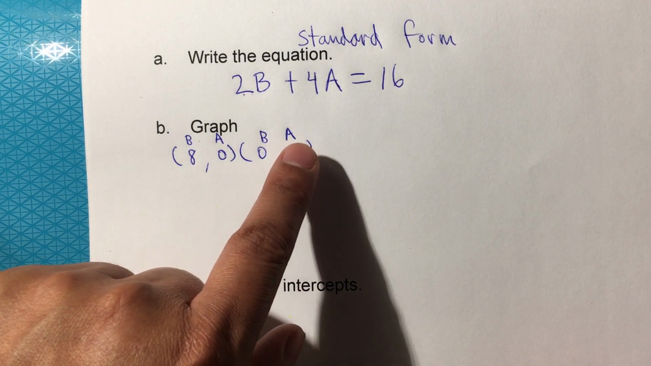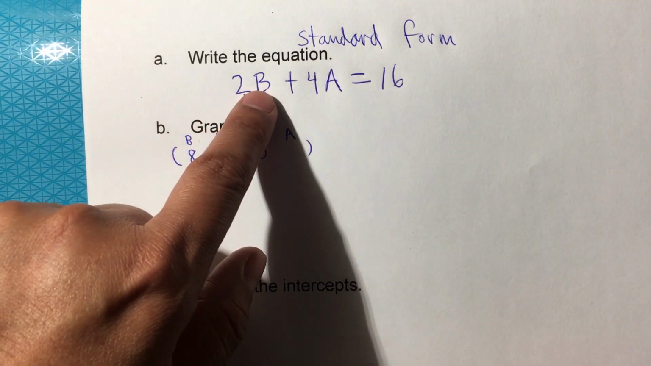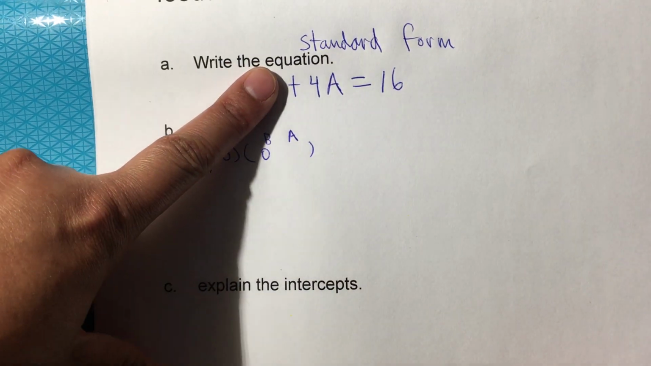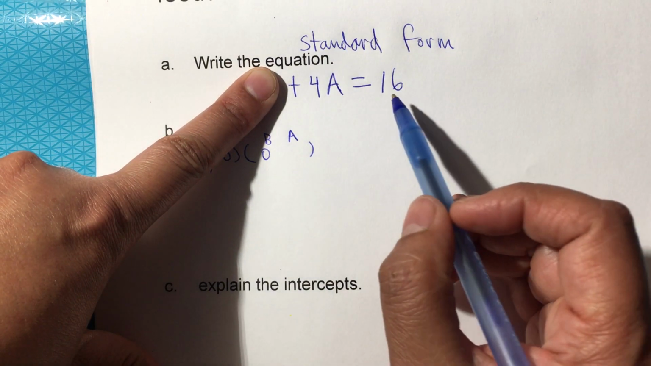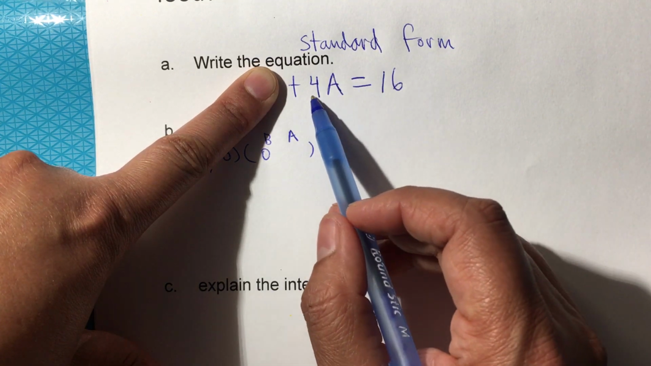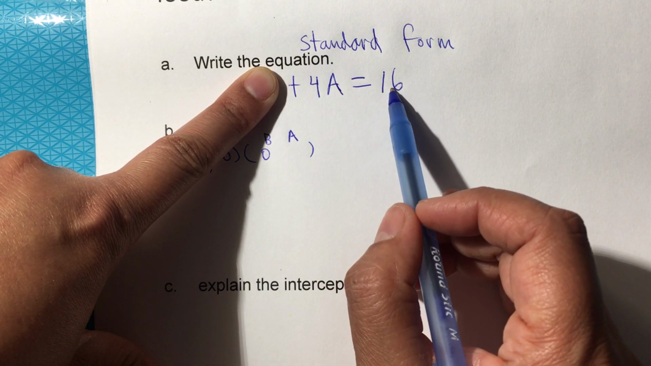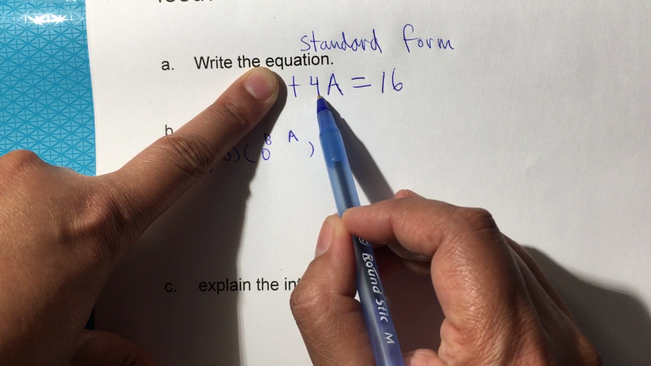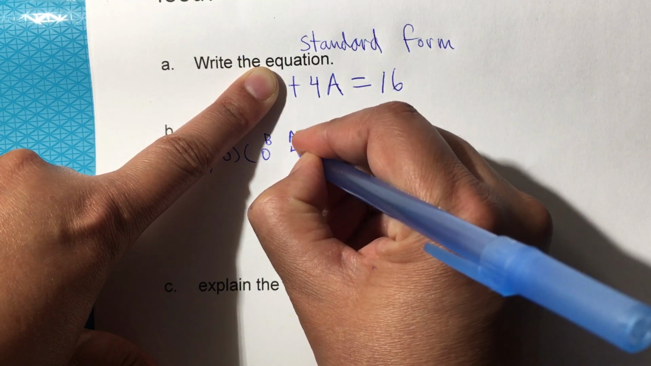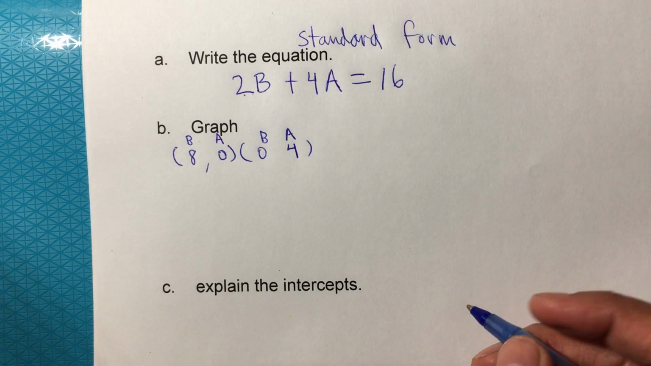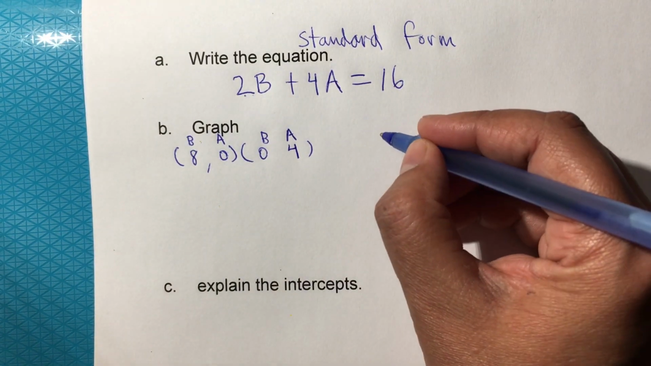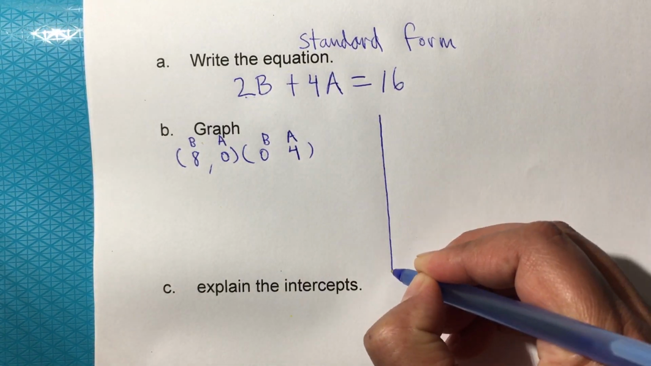For the other one, when b is 0, 2 times 0, so that means he's not searching for bananas, he's only spending his time searching for small animals. 16 divided by the 4 hours gives you 4 small animals. And so we graph using those intercepts.